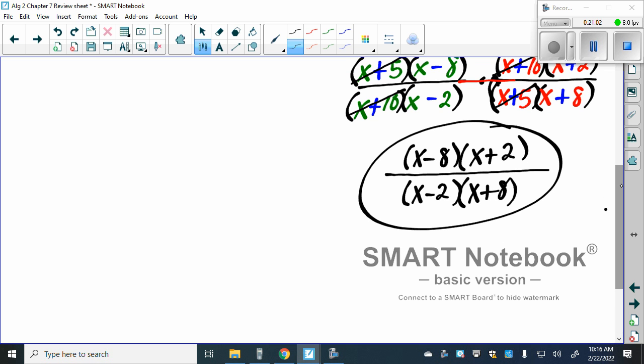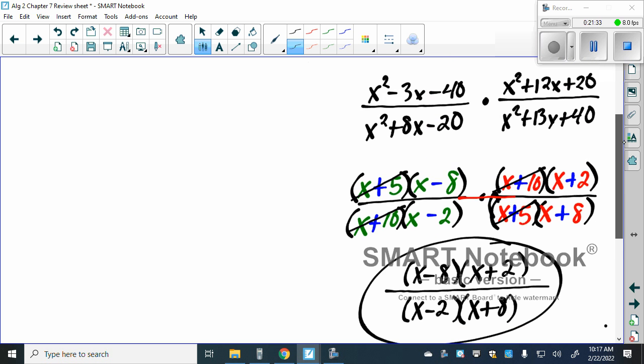The only way that we could have simplified any further than here is if the signs were opposite. So if the x minus 8 in the numerator was negative x minus 8, then it could cancel out with the x plus 8, because if the signs are opposite, we can factor the negative out and they'll match up. But that's it. Any other questions on this one here?